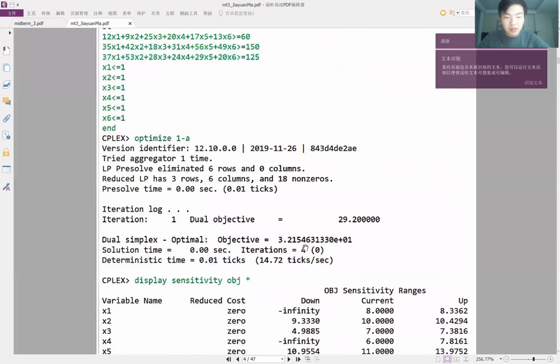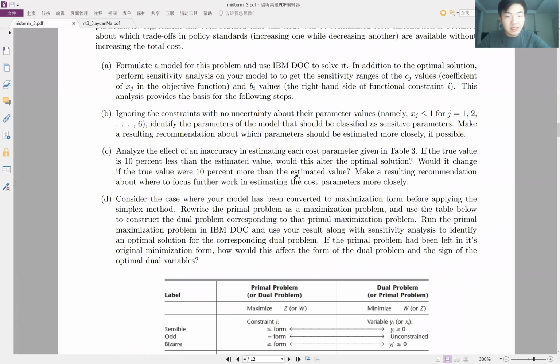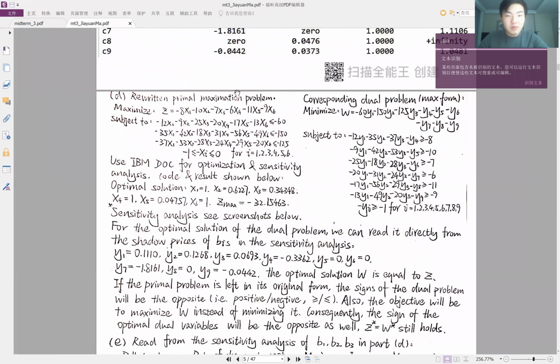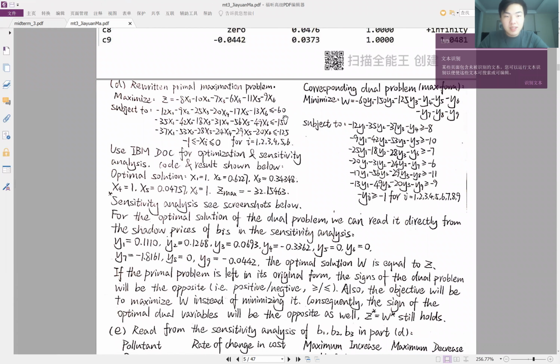And let's see part D. For part D, we need to construct a maximization version of this problem and also compare the difference between the two problems. When we convert a problem from minimization to maximization, all of the signs change, not only the plus and minus signs in the restrictions and objective function, but also the smaller than or equal to will turn into larger than or equal to and vice versa. And we can also see the optimal solutions have their sign opposite to the original values.